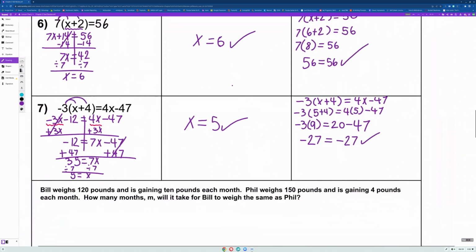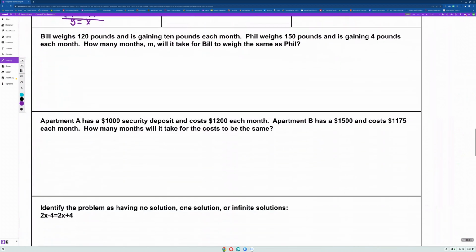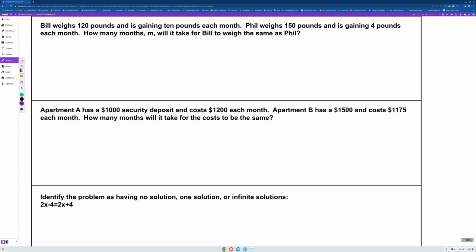So we're going to go ahead and do some of these word problems now. So my first step is always going to be to read it all the way through first. Bill weighs 120 pounds and is gaining 10 pounds each month. Phil weighs 150 pounds and is gaining 4 pounds each month. How many months, M, will it take for Bill to weigh the same as Phil?